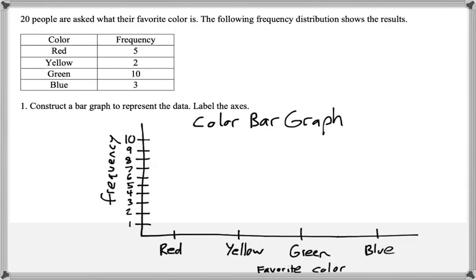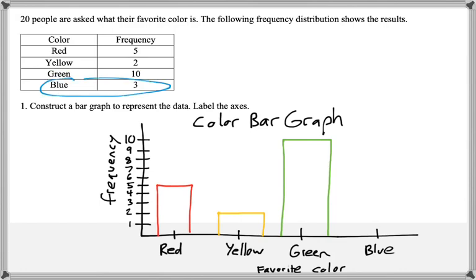The height of the red bar is going to be 5. The height of the yellow bar is going to be 2. The height of the green bar is going to be 10. And the height of the blue bar is going to be 3. And that is our bar graph.